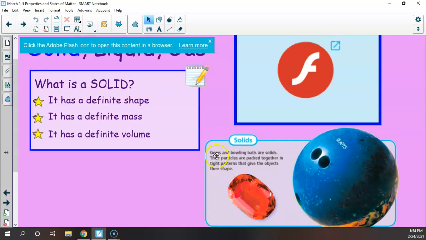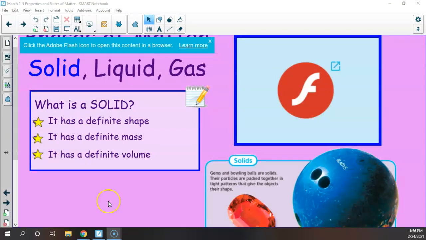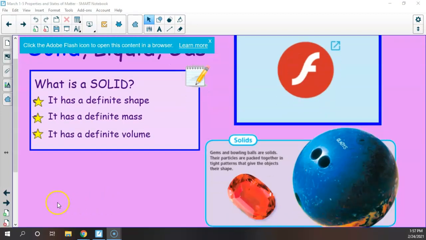Now, solids, such as gems and bowling balls, are solids. Their particles, that's like their atoms that make them up, are packed together in tight patterns that give the objects their shapes. We'll see a visual of that in just a little bit here.